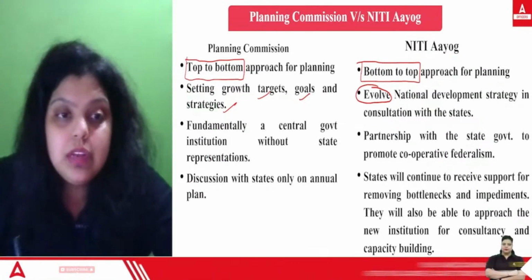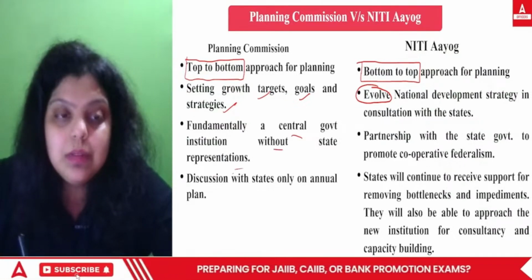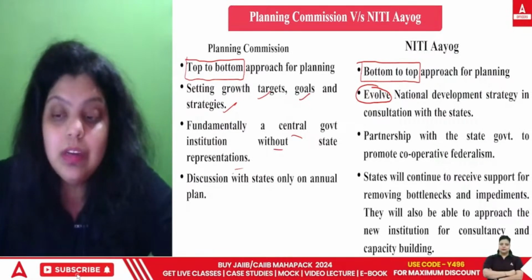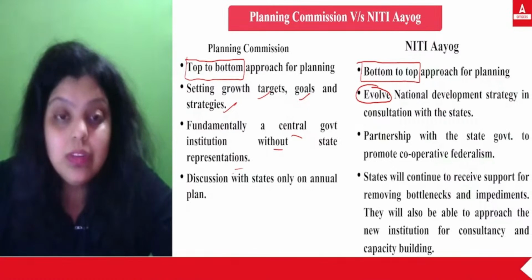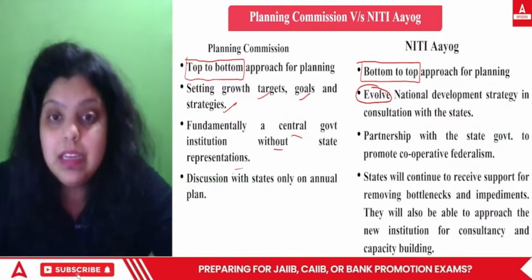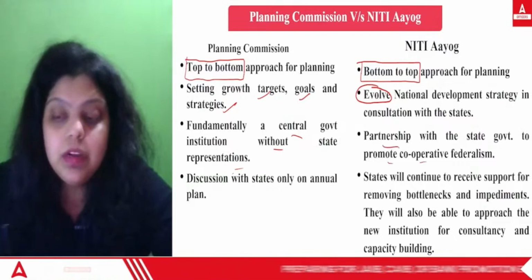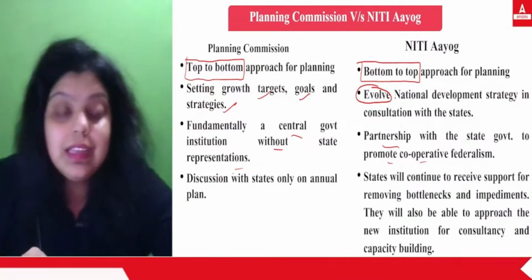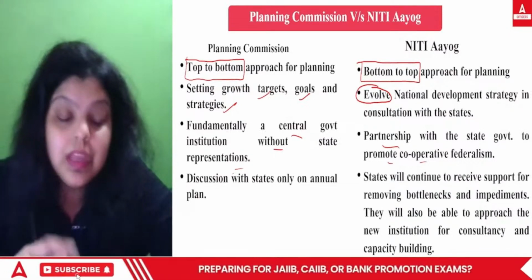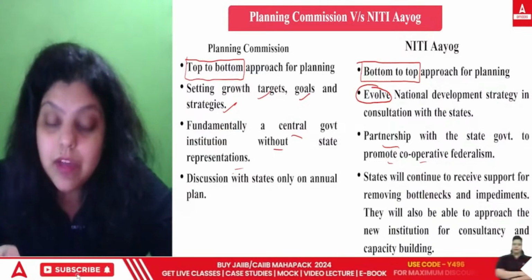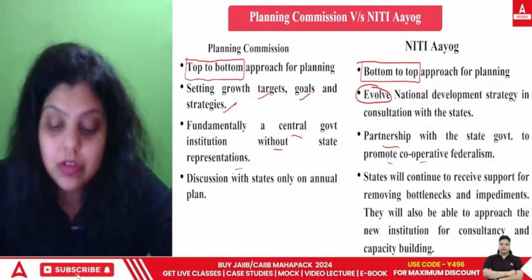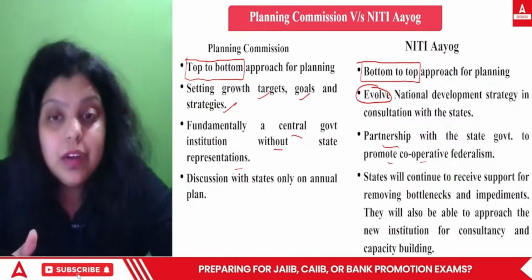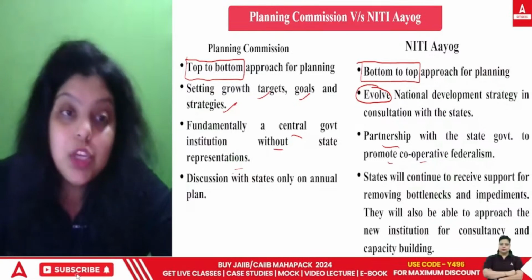Now, the Planning Commission was fundamentally a central government institution without state representation. But the Niti Aayog works in partnership with the state governments to promote cooperative federalism. If you remember, in the last session, the 6th class, we discussed that Niti Aayog tries to make a right balance among the states and between the central and state governments. So cooperative federalism will help us to have a healthy competition in the economy.